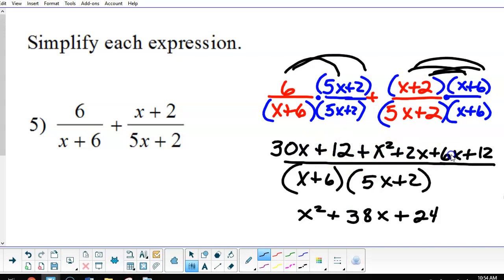Six, 30x, 2x, and 6x would be 38x, and 12 and 12 would be 24. Okay. Factors or not? Factors of 24 that'll make 38, I don't think so, right? Okay, so we can be done?